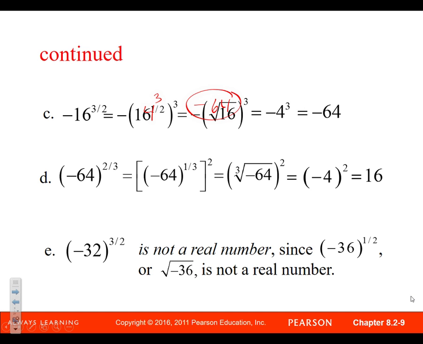Oh. You're taking the square root. See, in this case, you have parentheses. You're taking the square root of a negative 32. The 2 is an even number. Therefore, you can't take its root.